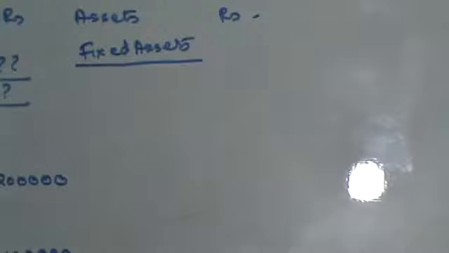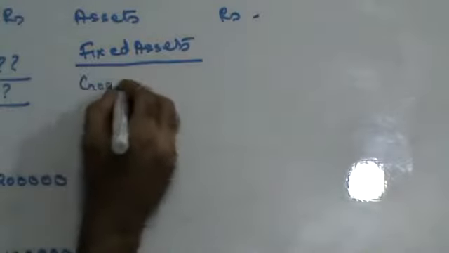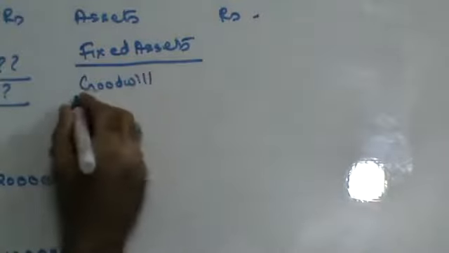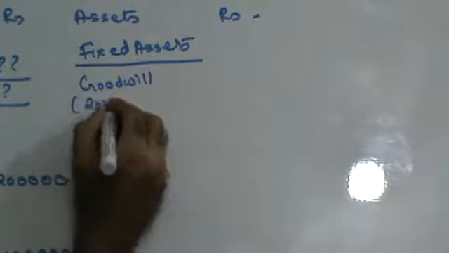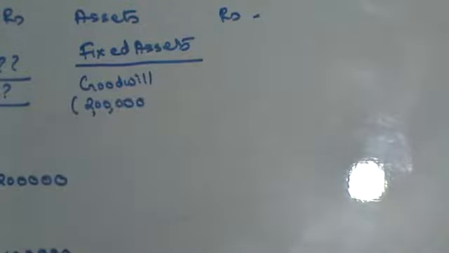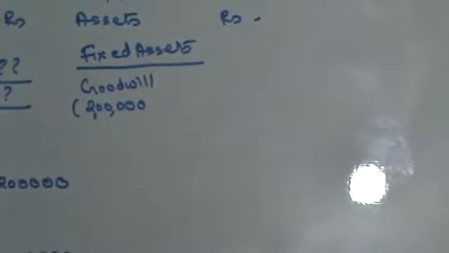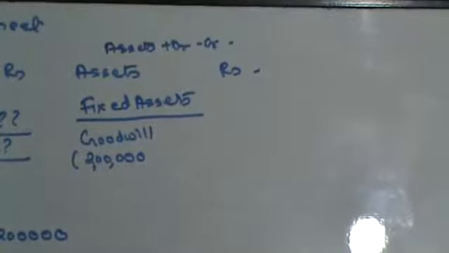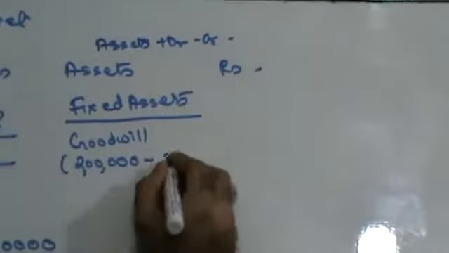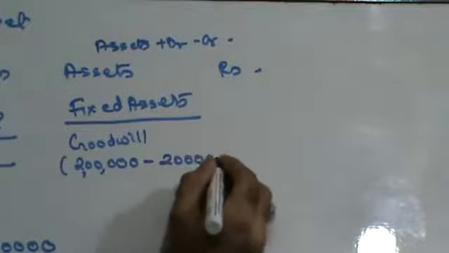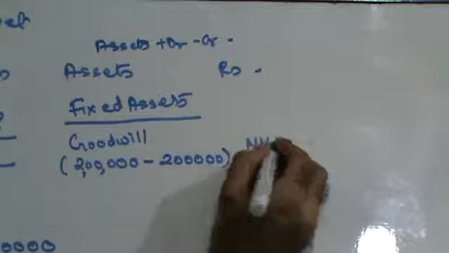Fixed assets, goodwill. Goodwill as per balance sheet is 2 lakhs. Right? For assets, the rule is add debit, subtract credit. You have goodwill on the credit side, so you will subtract this. So minus 2 lakhs. So this will become nil.